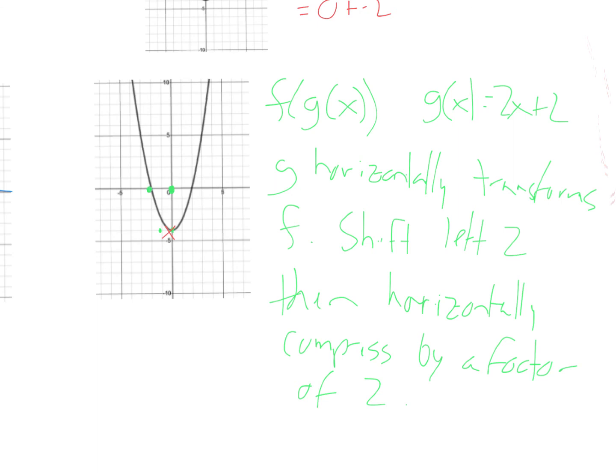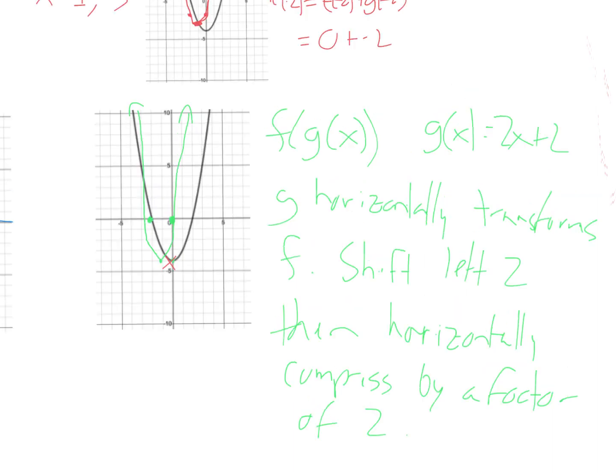And that's reasonably enough to graph this thing. I can just see, okay, the whole parabola is going to be shifted left 2 and then horizontally compressed. So I'm going to get a parabola that looks something like this. Okay. And I've already described my transformation, so I've got that part done as well.